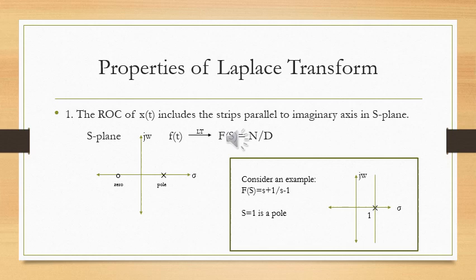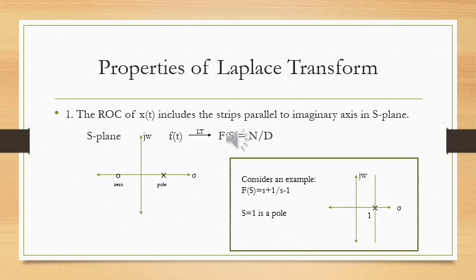Properties of Laplace transform. The first property of Laplace transform is that the ROC of x of t includes the straight lines parallel to the imaginary axis in the s-plane. So from where do you get the ROC? For that, first you need to take the spectrum and then you will get the ROC. When you are drawing the ROC, first you need to draw the s-plane. It is shown in the figure. It has a real axis and an imaginary axis.